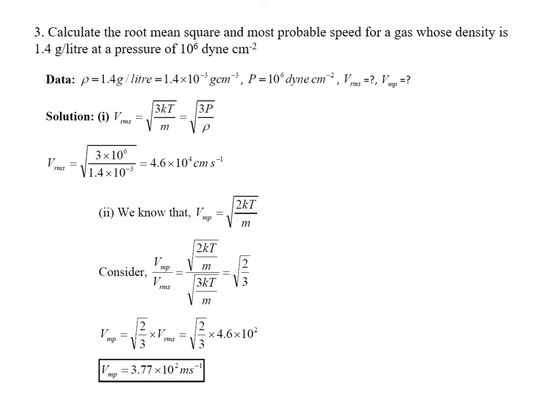Again, we know the most probable velocity and root mean square velocity expressions. So on further simplification, we get the expression for the most probable velocity as 3.77 into 10 to the power of 2 meter per second.